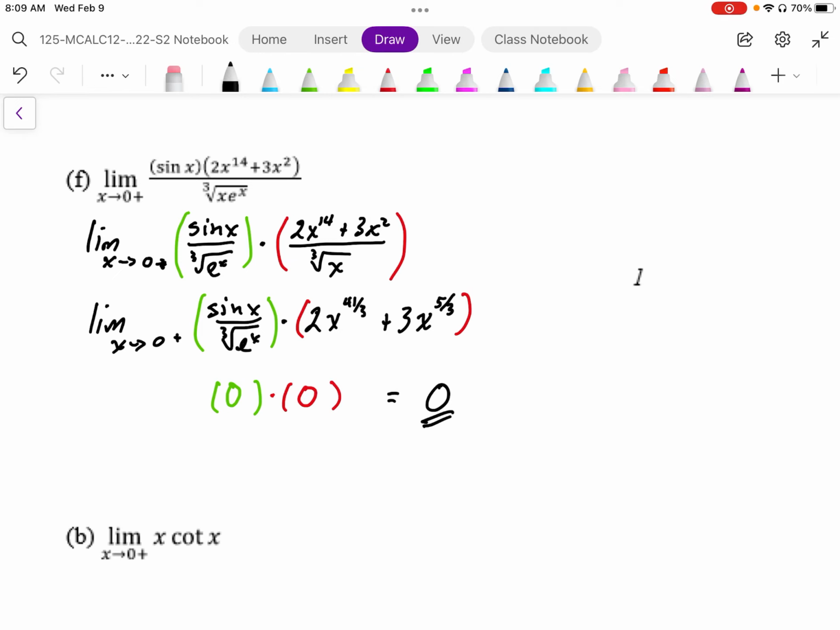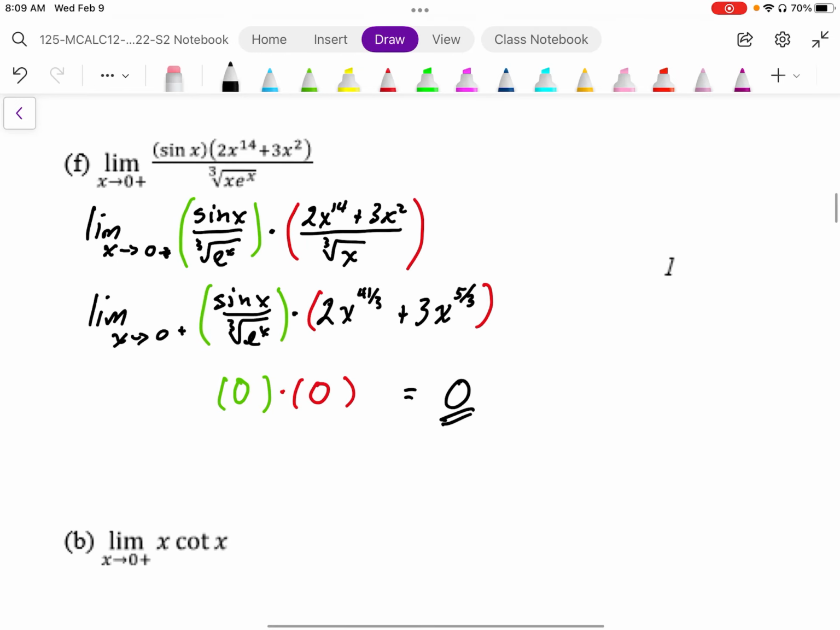One last thing is that when we do limits, when you're checking to see if you've done it correctly, you can always check by graphing. And I really encourage you to check your limits by graphing them and see if they actually work out.